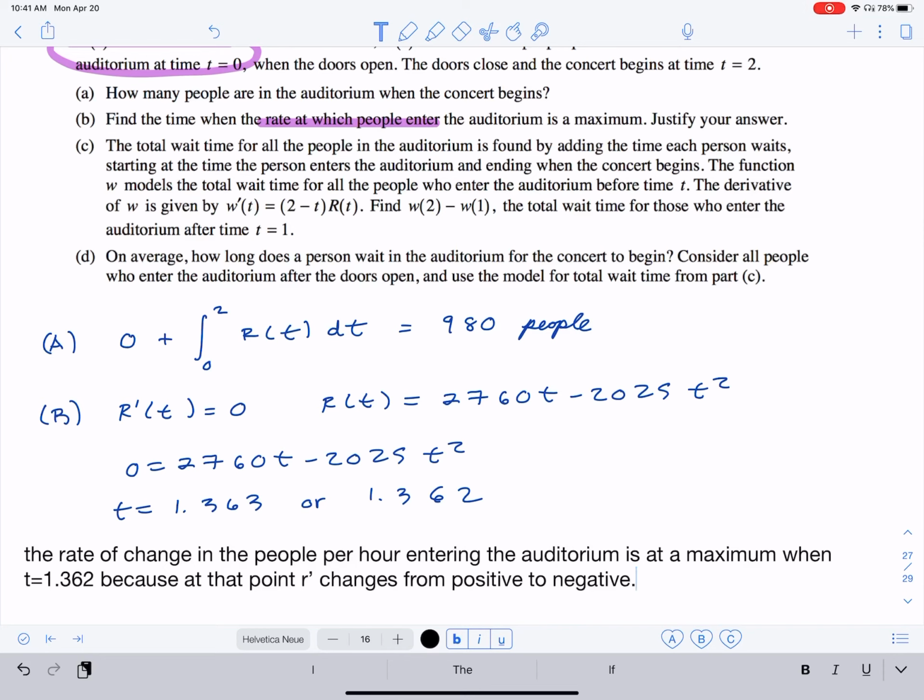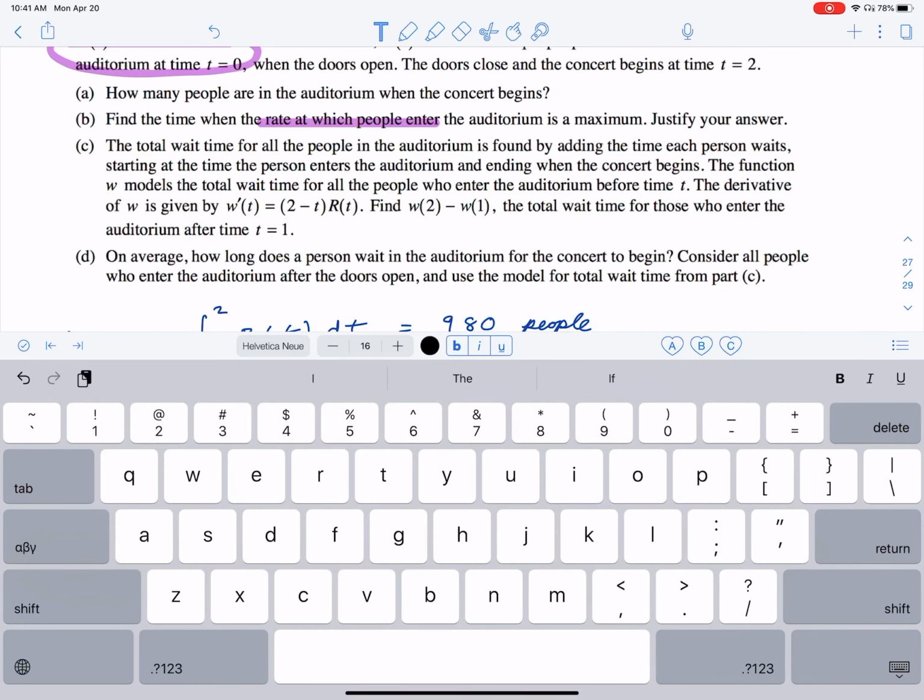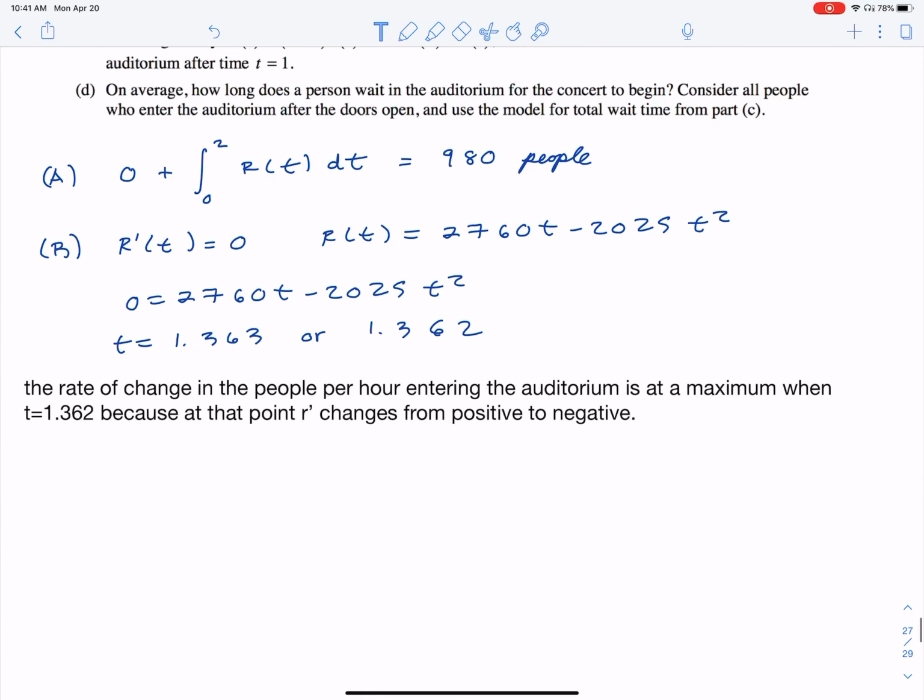Okay, whew. Kind of long, but I think I got it. I know I got it because I did it ahead of time. So let's see what we got here. First off, we were told that W prime of t equals this expression.